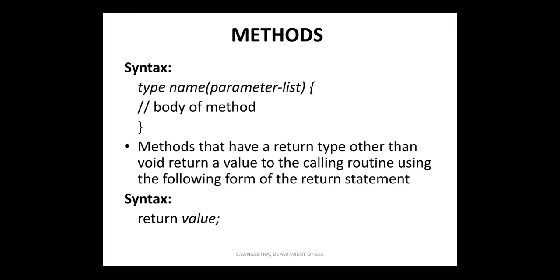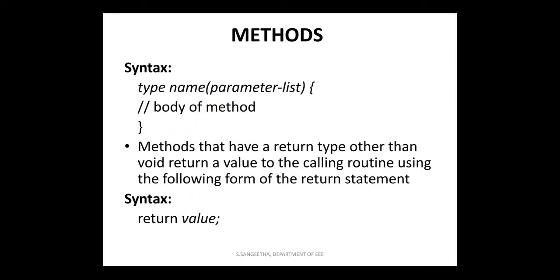Next, the name means the name of the method is specified here. So this is the name of the method. Next, the parameter list. The parameter list is the sequence of type and identifier pairs separated by commas. The parameters are essentially variables that receive the value of the arguments passed to the method when it is called. If the method has no parameters, then the parameter list will be empty. Here it contains the body of the method.